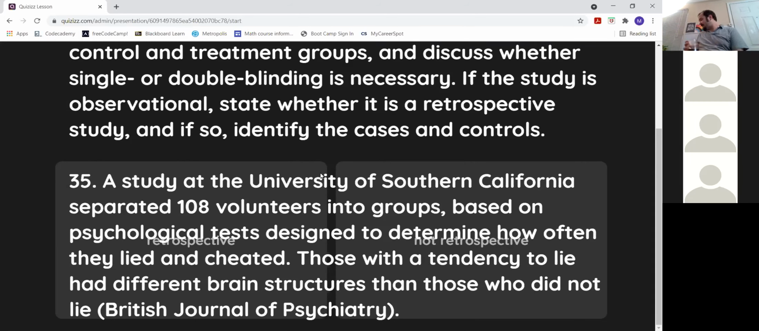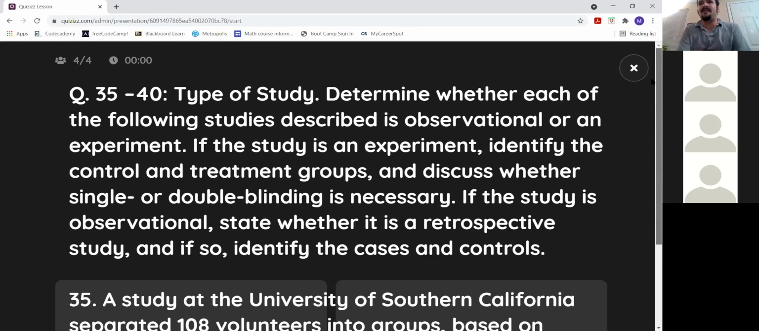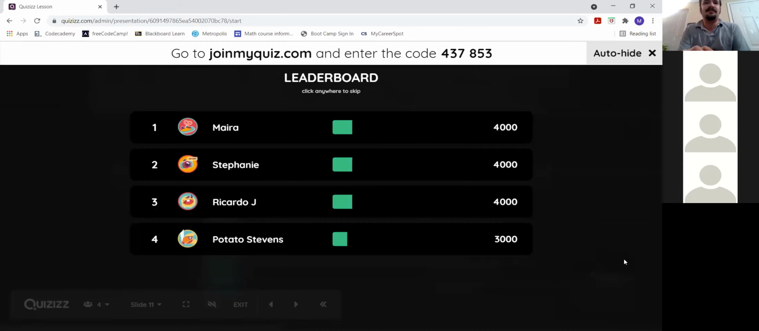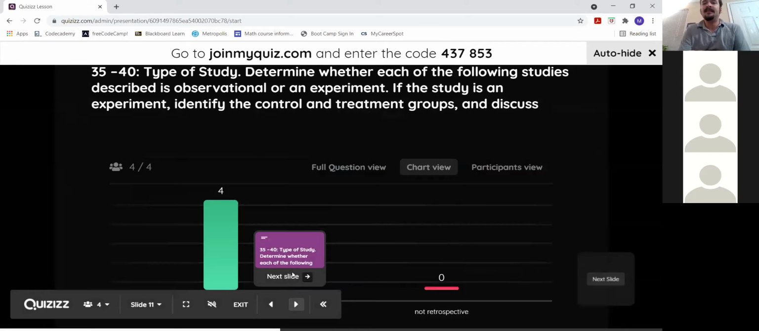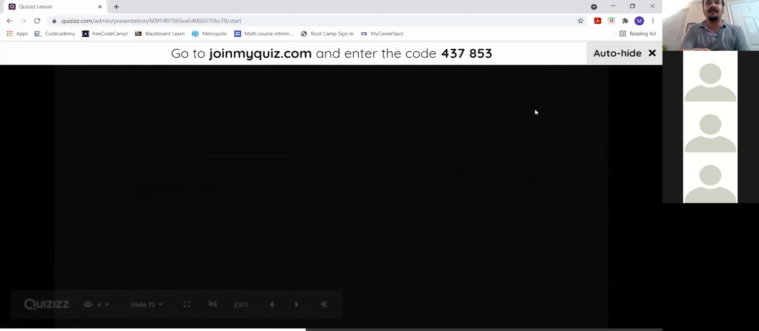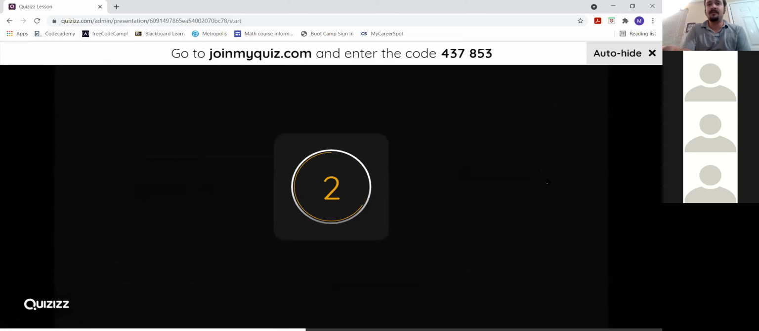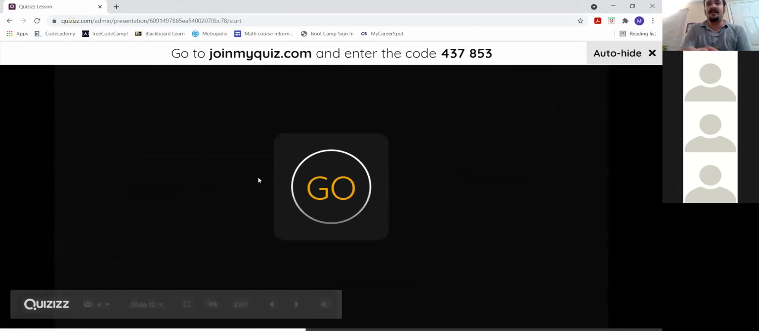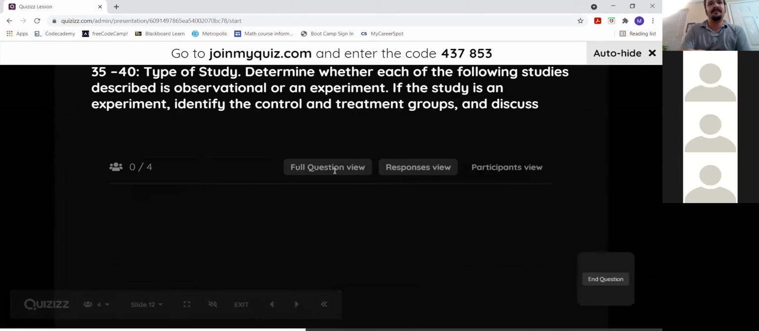So this is a retrospective study. There's another one that comes up in a minute, and it sounds like it should be retrospective, maybe, but it's not, and I'll tell you why when we get there. This one is, if they lie, they're more likely to have this brain structure. If they don't lie, then they're more likely to have a different brain structure. So whether or not they lie is telling me their brain structure.